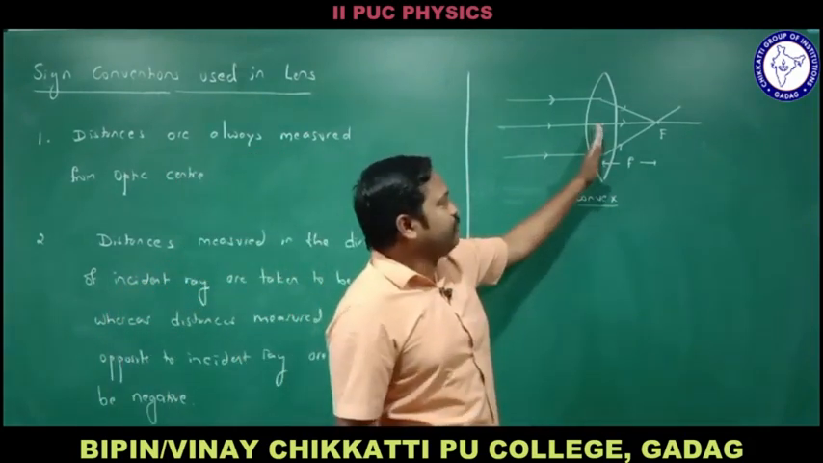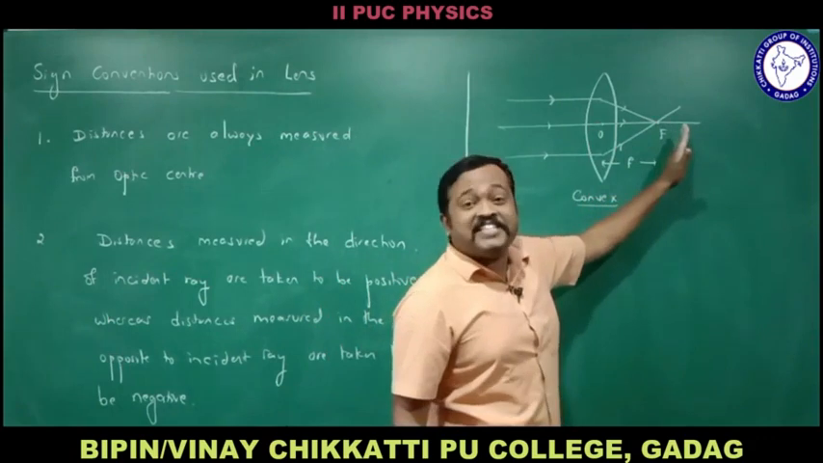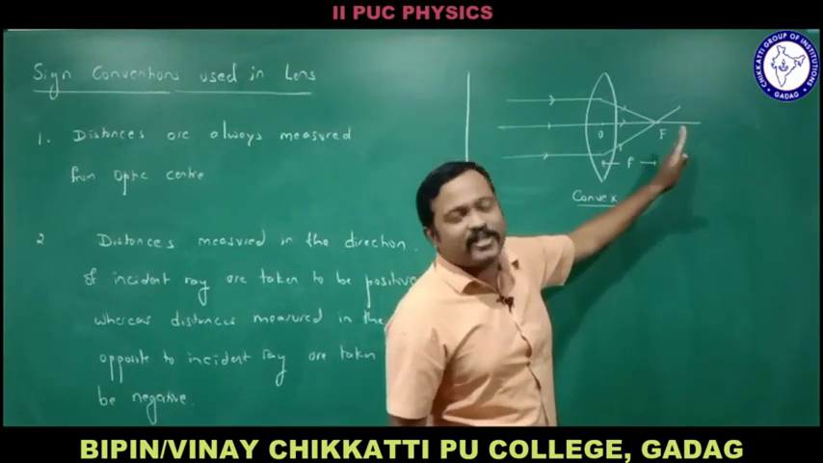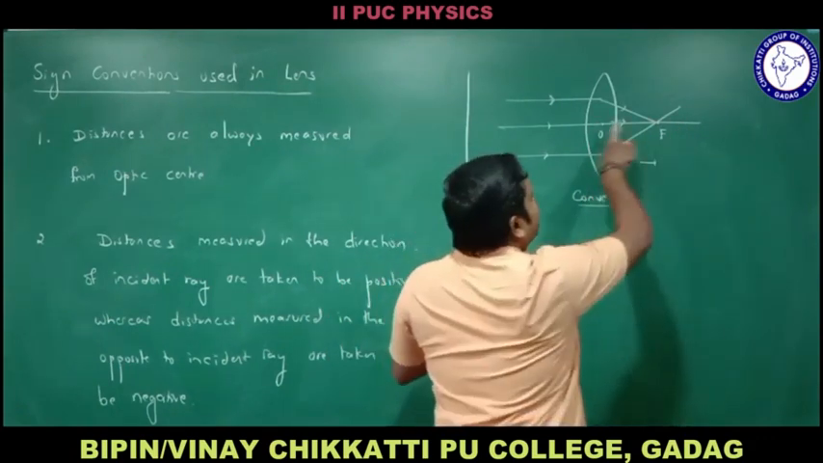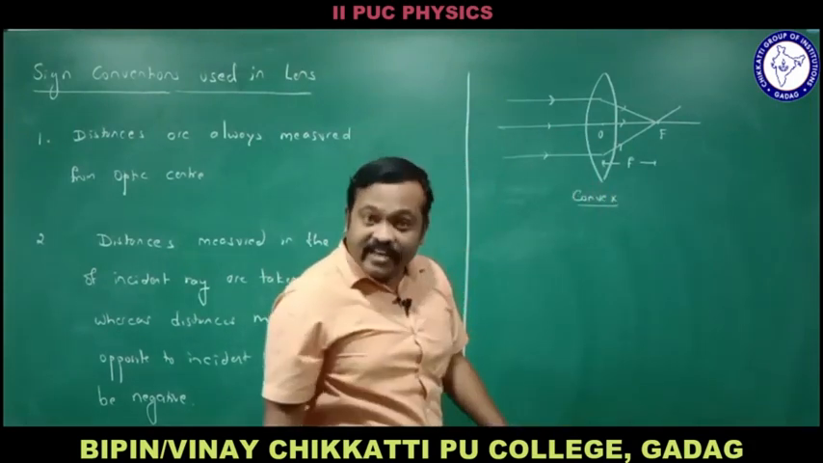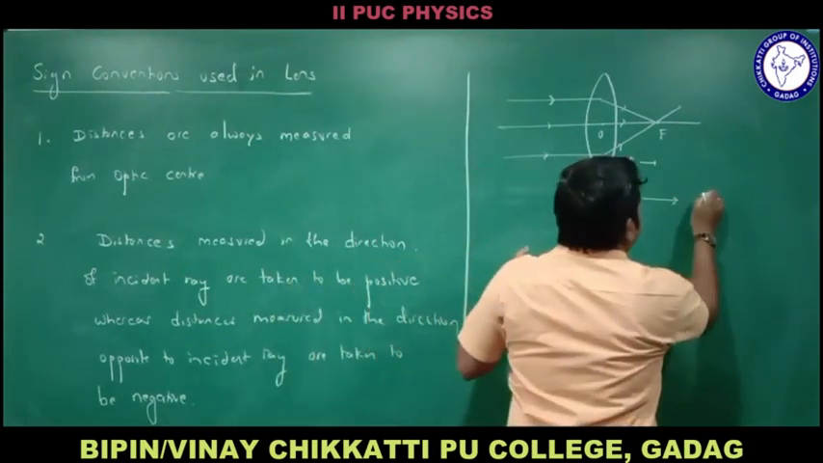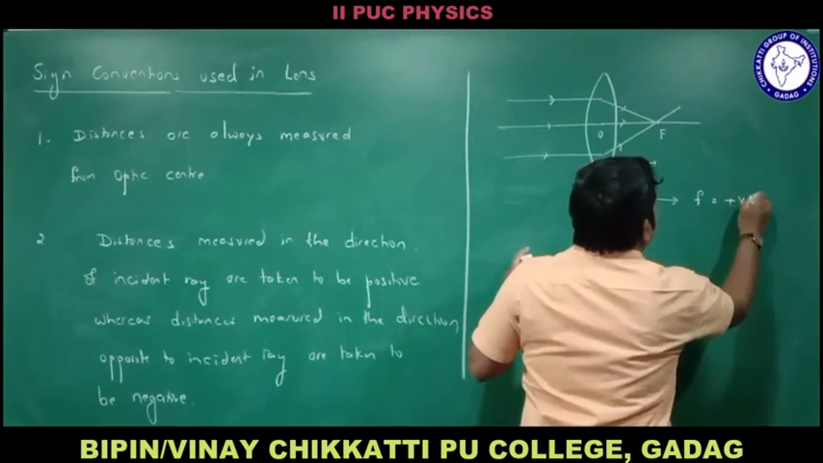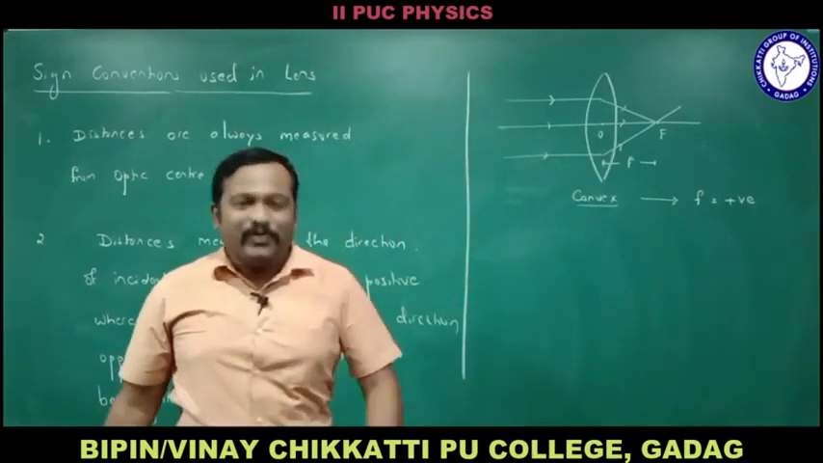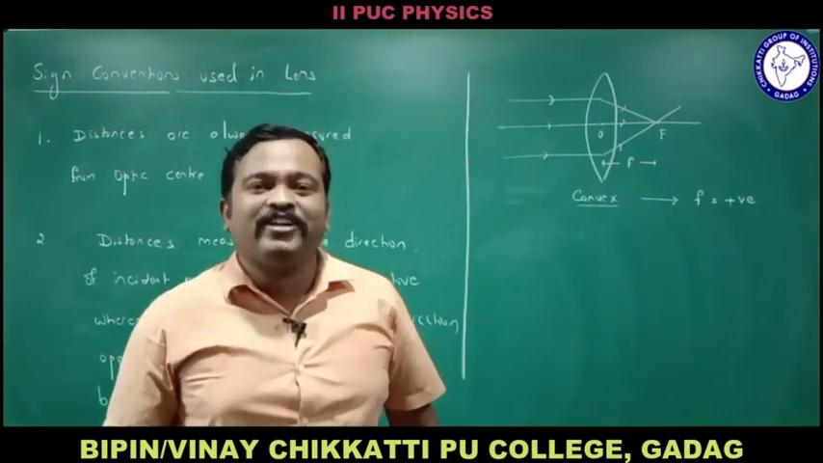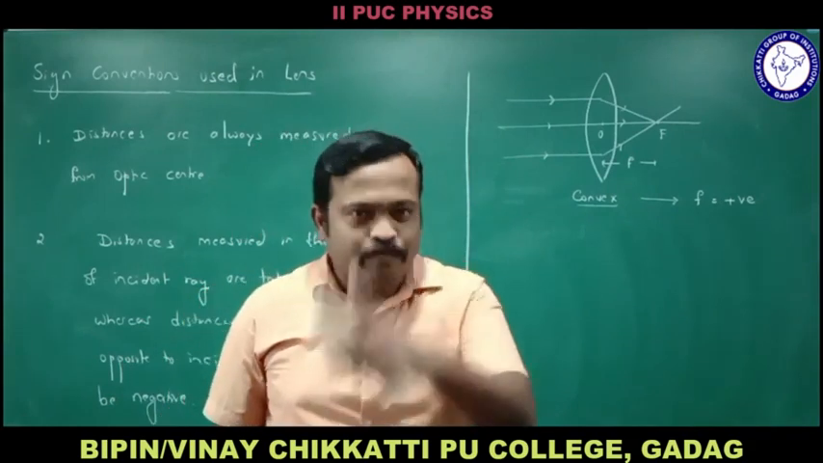Okay, I'm measuring from here and it is in this direction. Is it in the direction of the incident ray or opposite to the direction of the incident ray? It is in the direction of the incident ray itself. That is why for a convex lens, focal length is always considered to be positive. Do remember this: always for a convex lens, focal length is taken positive.